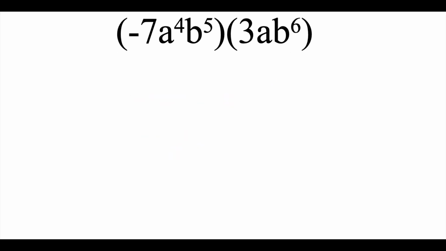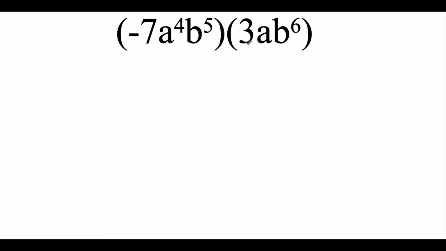One more example that I want to take a look at here, and notice we've added an extra variable in there. So everything that we've looked at up to this point has just been a single variable, but now this one has both a and b in it. We're still going to use the commutative property to rearrange things, but now we're going to be extra careful about how we rearrange those variables.